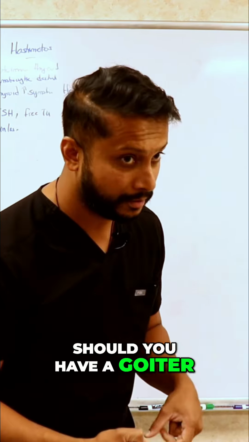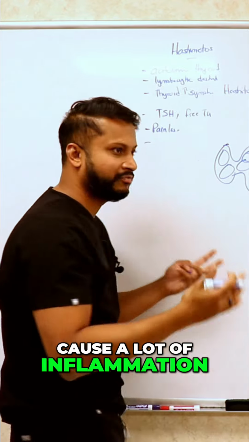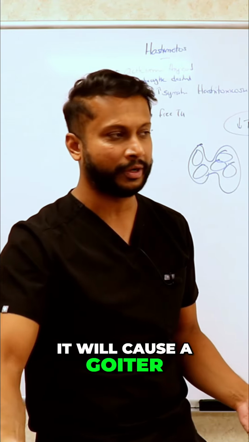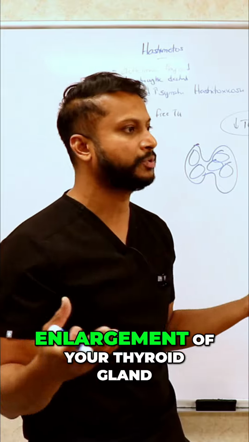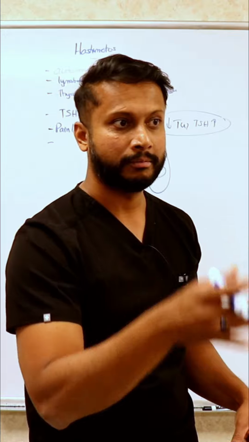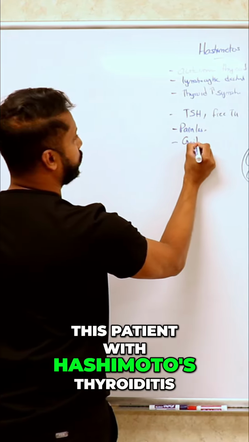Inflammation, very good, because whenever you have inflammatory lymphocytic cells infiltrating into your thyroid gland, it's causing inflammation as well as forming all these germinal centers, right? A lot of inflammatory cells coming into your thyroid gland is going to cause a lot of cell deposition, right? And it's going to cause a lot of inflammation, which means it can cause a goiter first, right? Initially, it will cause a goiter, and therefore, you can have an enlargement of your thyroid gland. So expect that despite it being a destructive phenomenon, right? Okay, so you're going to have a goiter in these patients with Hashimoto's thyroiditis.